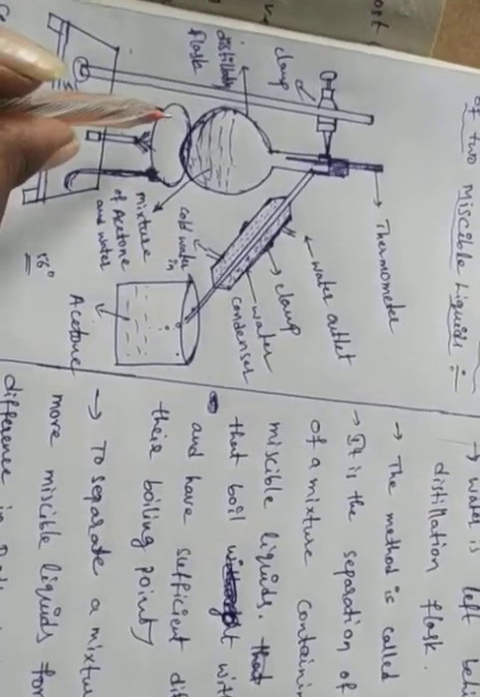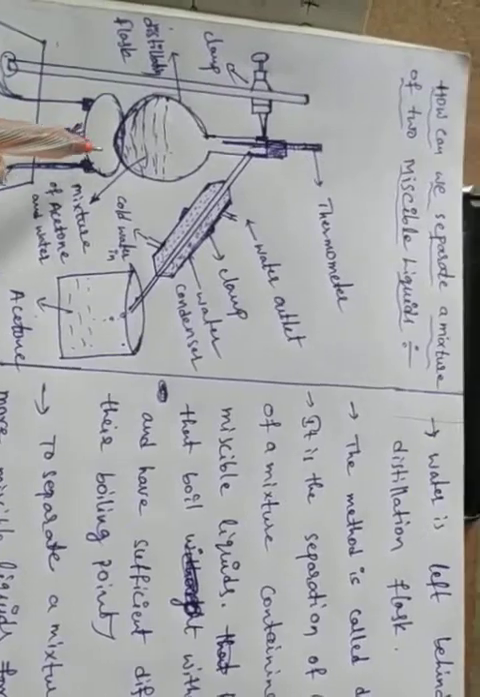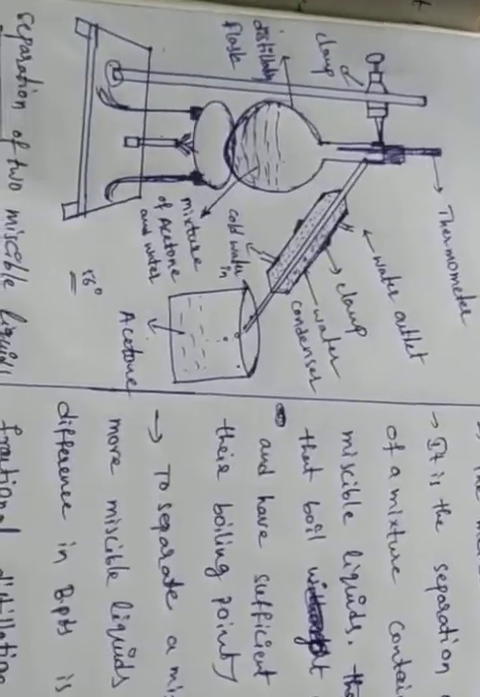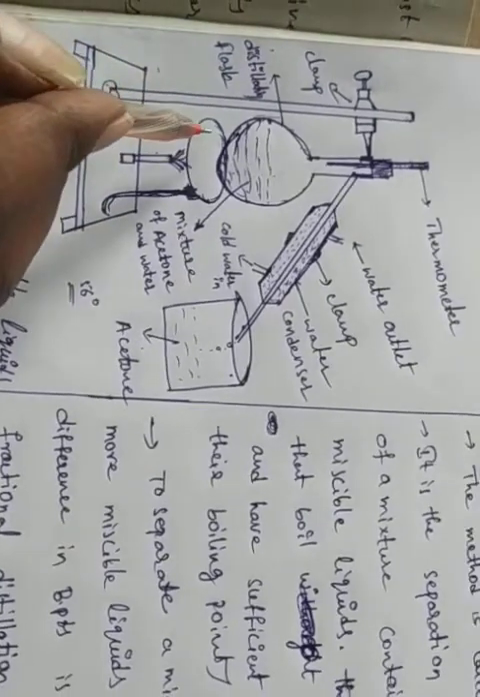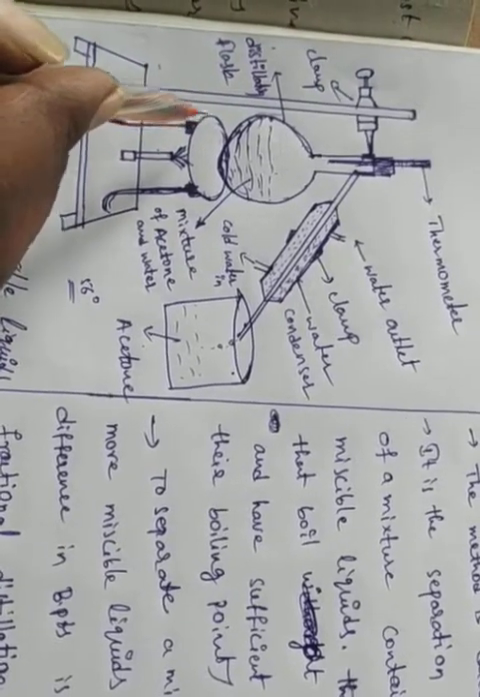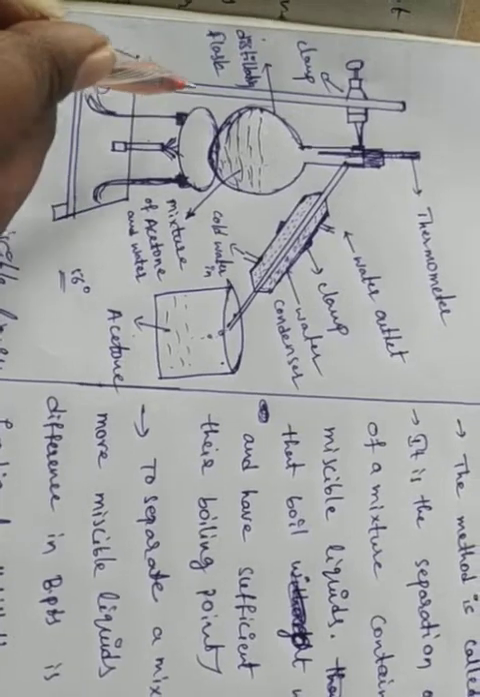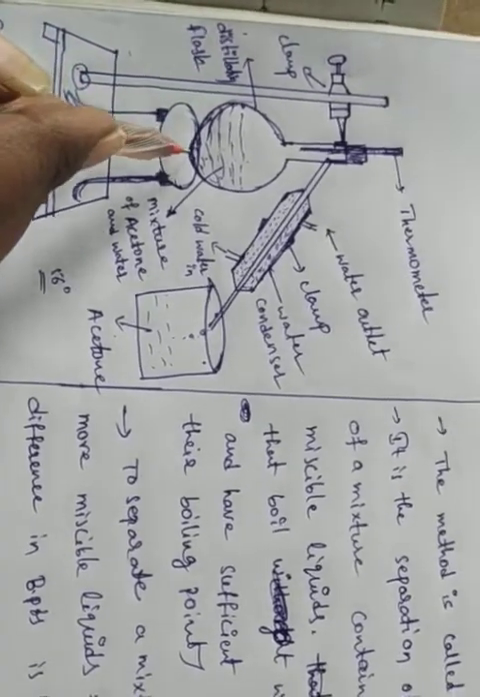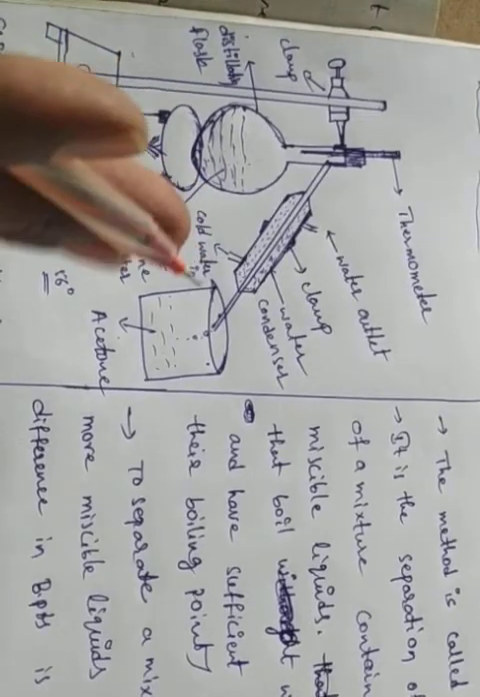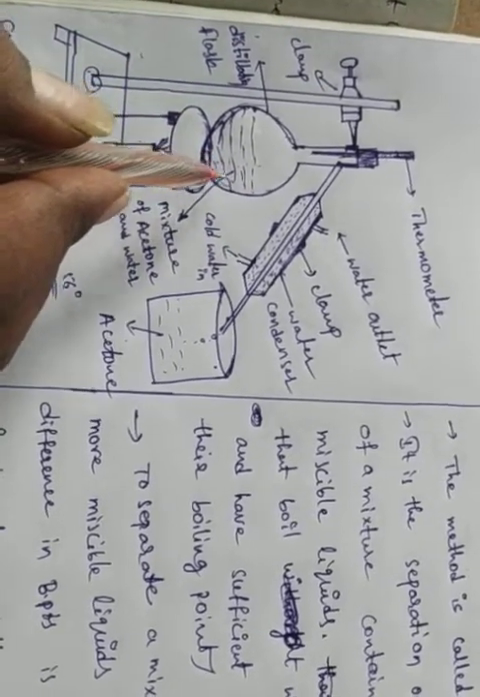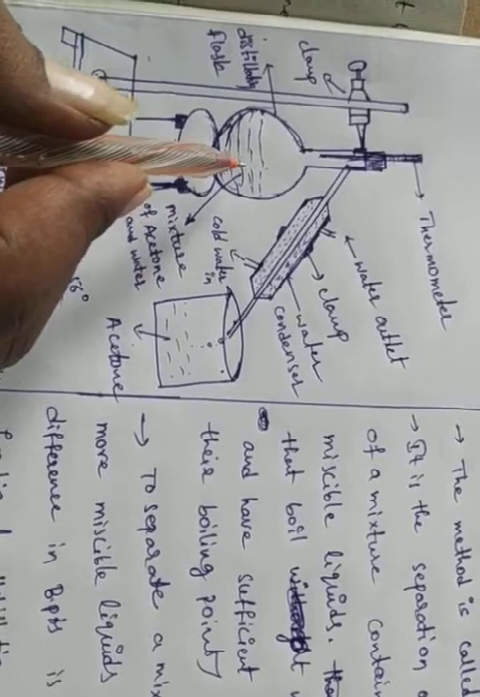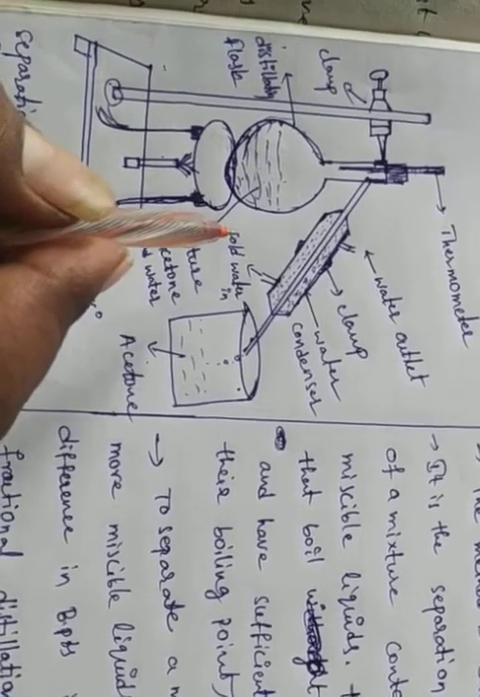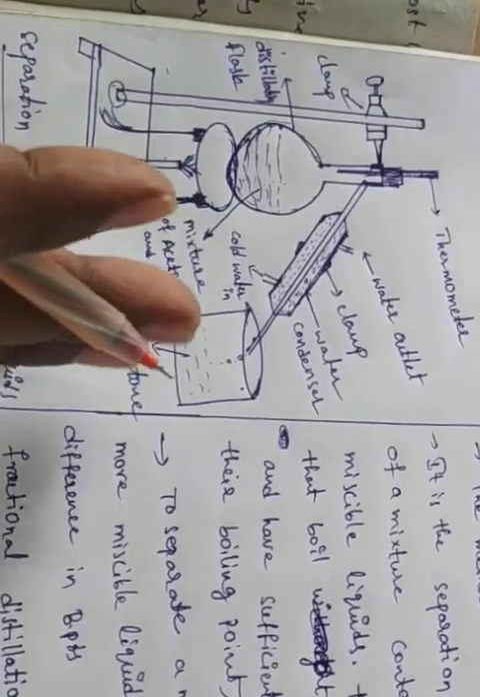Based on the boiling point difference, we separate the mixture of miscible liquids. To separate a mixture of two or more miscible liquids for which the difference in boiling points is more than 25 K, we need a sufficient difference in their boiling points. For example, acetone is 56 degrees Celsius and water is 100 degrees Celsius. A sufficient difference is there in their boiling points.